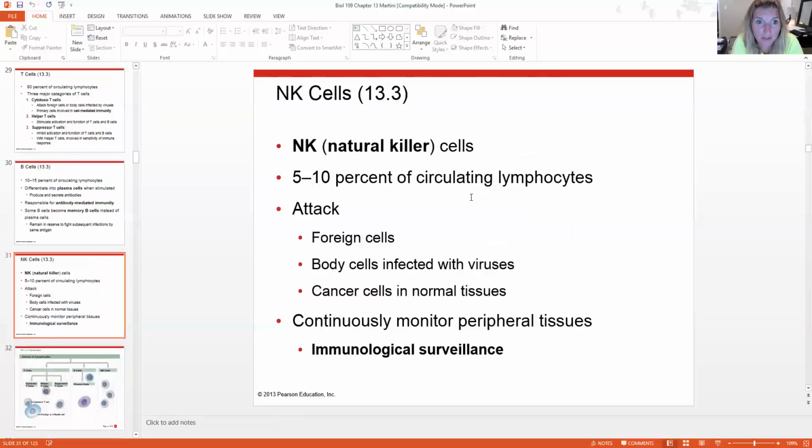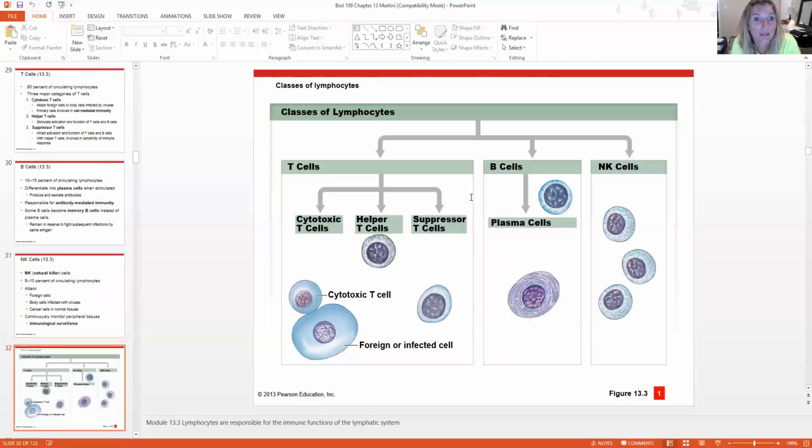Let's talk about natural killer cells. This is a very small percentage of circulating lymphocytes. These cells will attack foreign cells, just like T cells and B cells, but they also attack the cells that have been associated with a virus or cells that are showing cancerous signs. So this is your body's way of monitoring itself through these natural killer cells. They continuously monitor our peripheral tissues. It's called immunological surveillance.